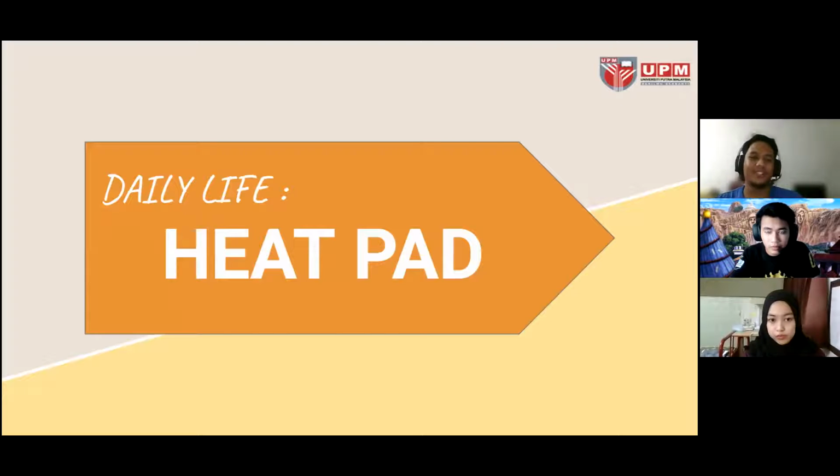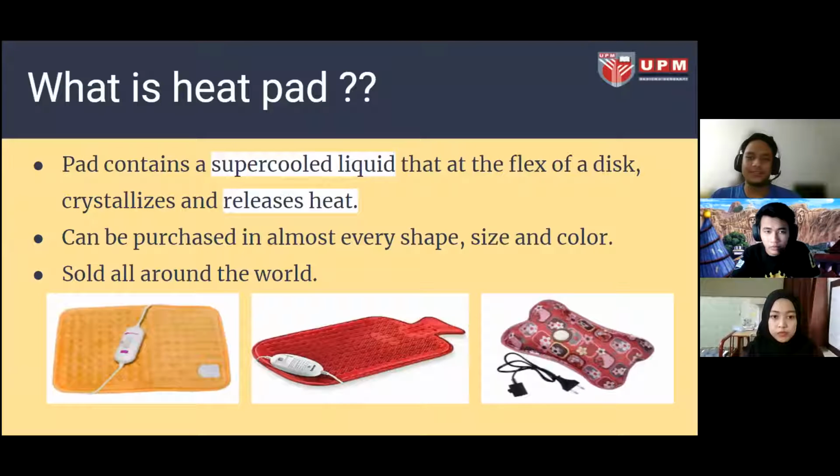Okay, so we will start with the daily life example of heat transfer. For our group, we choose the heat pad. Heat pads can be purchased in almost every shape, size and color. The heat pad contains a supercooled liquid that crystallizes at the flex of a disc and releases heat. Once used, we can put the heat pad into hot water until the crystal melts, then let it cool and it is ready to use again. I think the heat pad is sold all around the world.